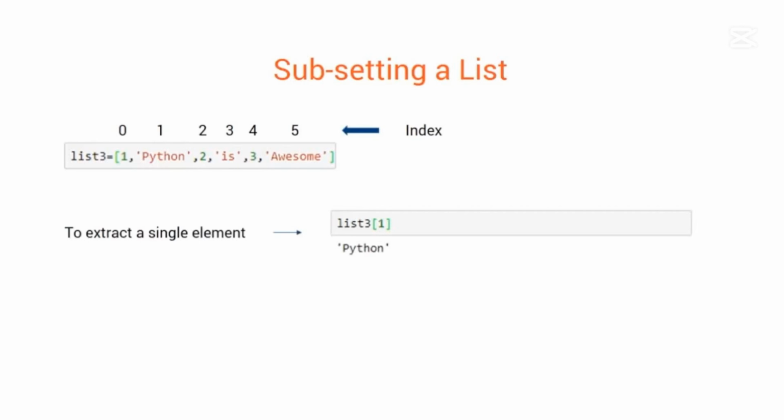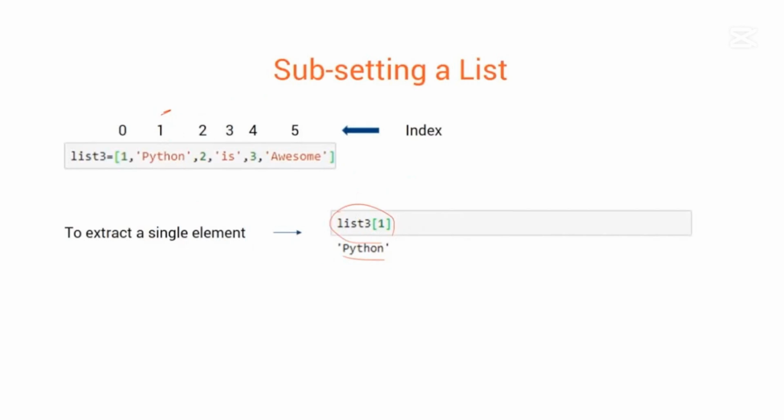If we wish to extract a single element of a list, say at index 1, we can use square brackets along with the index number like this. So, list 3 bracket 1 will return the element which is present at index 1. In this case, it is Python. So, this command returns Python as its output. This is how we can extract a single element from a list.